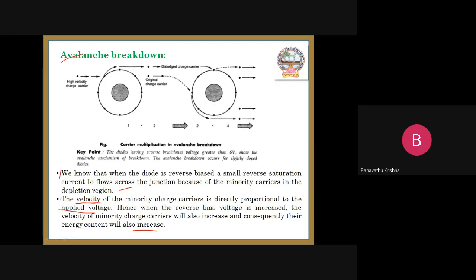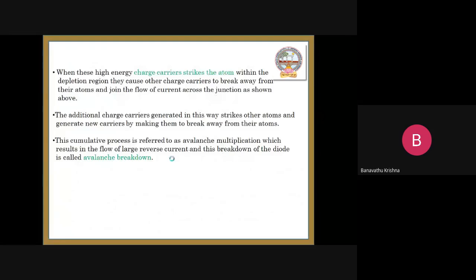So let us see, this is carrier multiplication in avalanche. Initially 1, 2, and 4. This is a multiplication process, increasing like this. Next, when these high energy charge carriers strike the atom, as I told you in the previous slide, within the depletion region, they cause other charge carriers to break away from their atom and join the flow of current across the junction, as shown in the above figure.